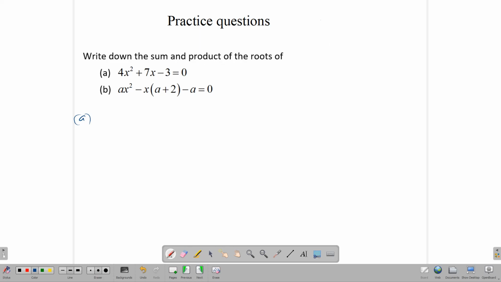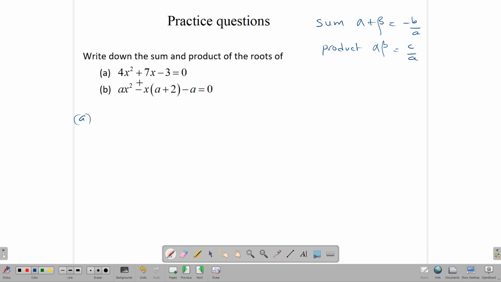Now remember, the sum, alpha plus beta, is equal to minus b over a, and the product, let me just write those quickly, the product, alpha times beta, is equal to c over a. So we can write them down. So we want to write down the product first.